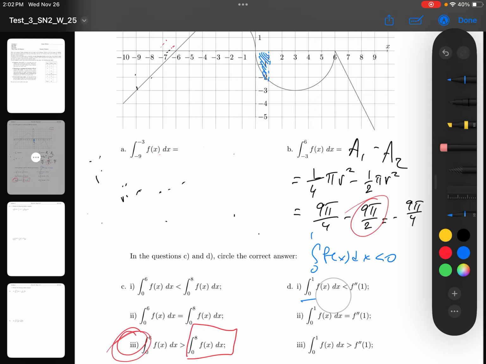On the other hand, what do we know about the second derivative? The second derivative gives us the concavity of the function, and at 1 right here, the function is concave up, which means the second derivative evaluated at 1 is greater than 0, which means f double prime at 1 is greater than the definite integral from 0 to 1 of f of x dx.